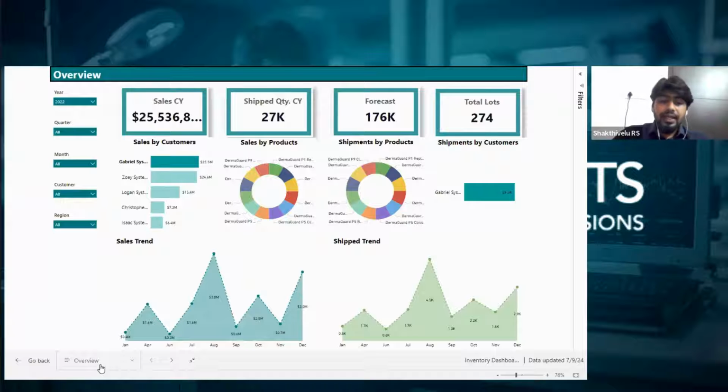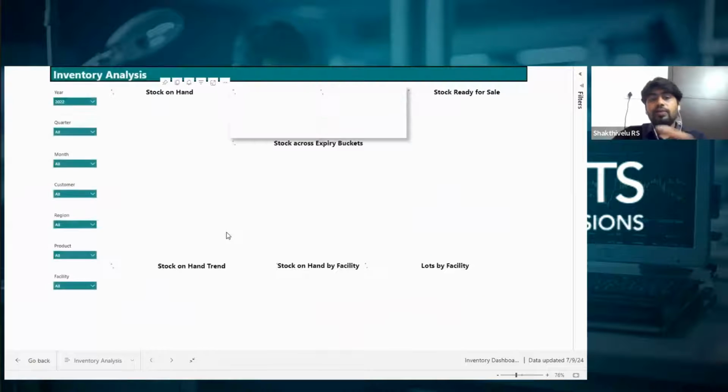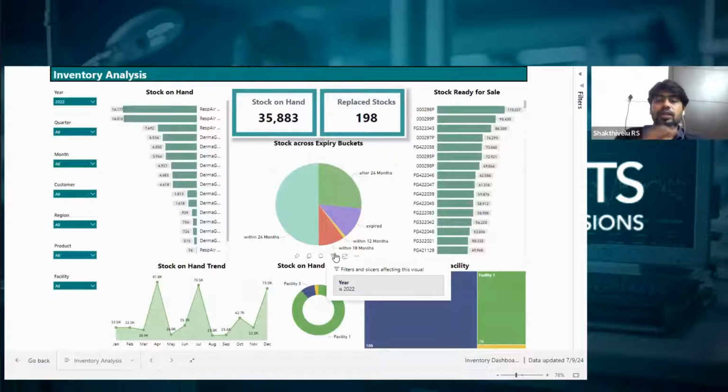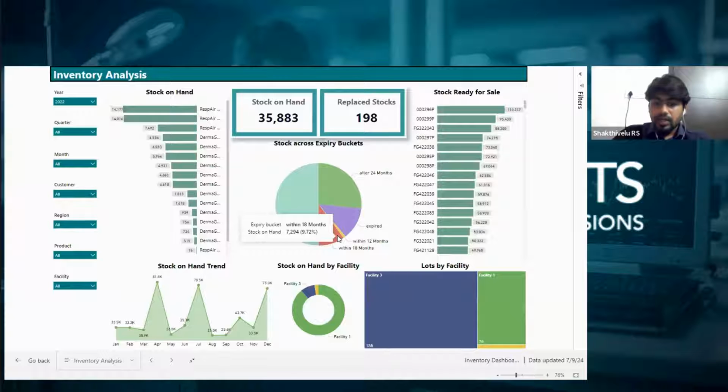So in order to understand what my exact inventory is, I'll move to this inventory analysis, which has two charts showing me what the stock on hand is and the stock ready for sale is. I also have a pie chart showing me the expiry buckets of my existing stock. Expired goods clearance is one of the major aspects in inventories because they are both a waste of money to maintain and also take up the space of the new goods to be produced.